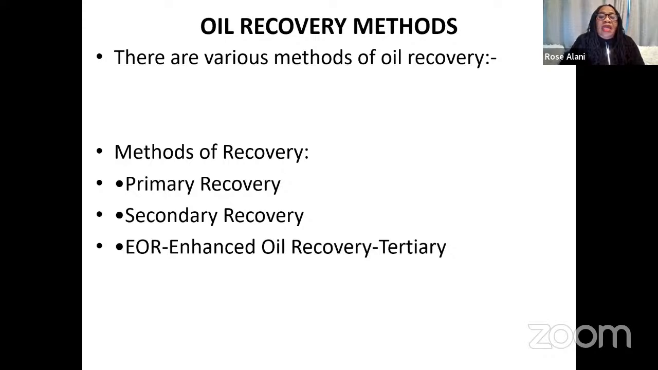So there are several methods. We have 3 main methods of oil recovery. We have primary recovery, we have secondary recovery, we have the tertiary recovery method. What we mean by recovery is bringing out the oil from the well to the surface and to the refinery.